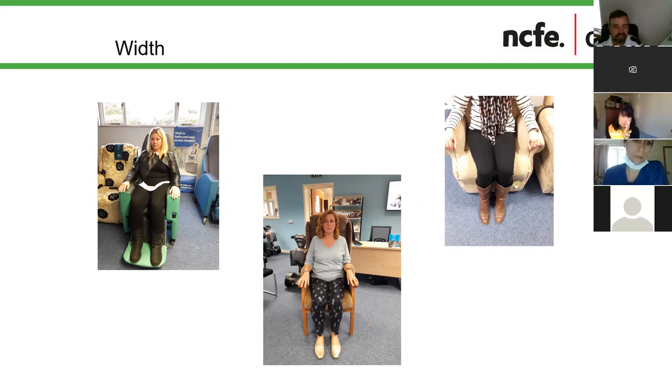It's not right. It's too tight. This one, yeah, it's all right. A little bit better. Space here and here. Yeah, and this one? Yeah, too high. So again, if we're too wide for the chair, it's too difficult to get out.